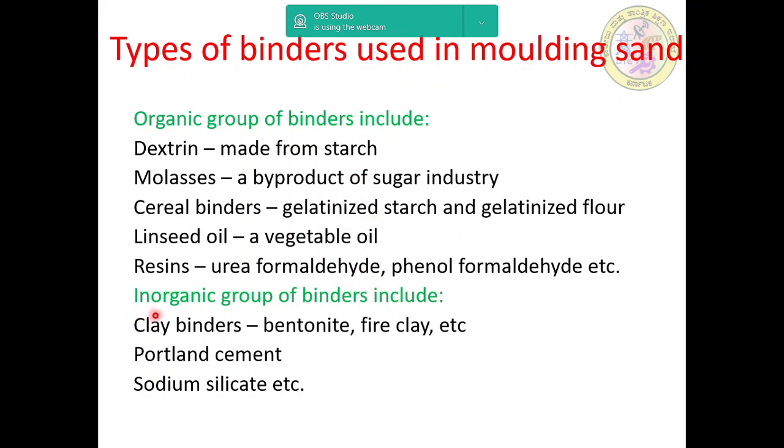Another group is the inorganic binders. These include clay binders, for example bentonite or fire clay. Usually in molding sand or foundry sand, the clay binder, that is bentonite, is commonly used as a binder. Other inorganic binders are Portland cement, sodium silicate, etc.